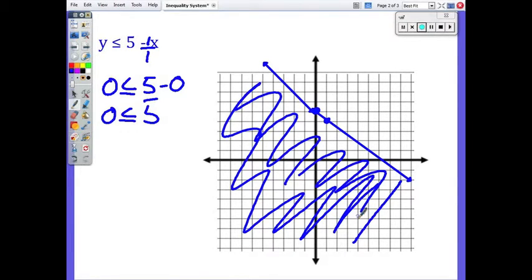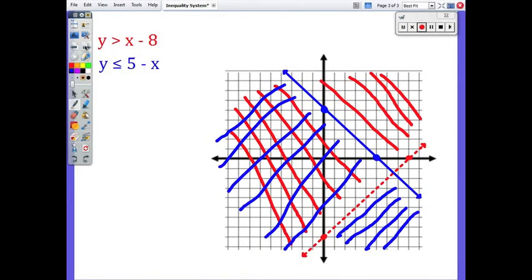Now, if I were to take the inequality from the previous slide and this inequality and put them together, I would now have what's called a system of inequalities. And when you have a system of inequalities, you take each individual inequality and place them on the same graph, and where there's overlap, that would be your solutions for your system of inequalities. So here, the red and blue checked area would be all the solutions for our inequalities. Y is greater than x minus 8, and y is less than or equal to 5 minus x.